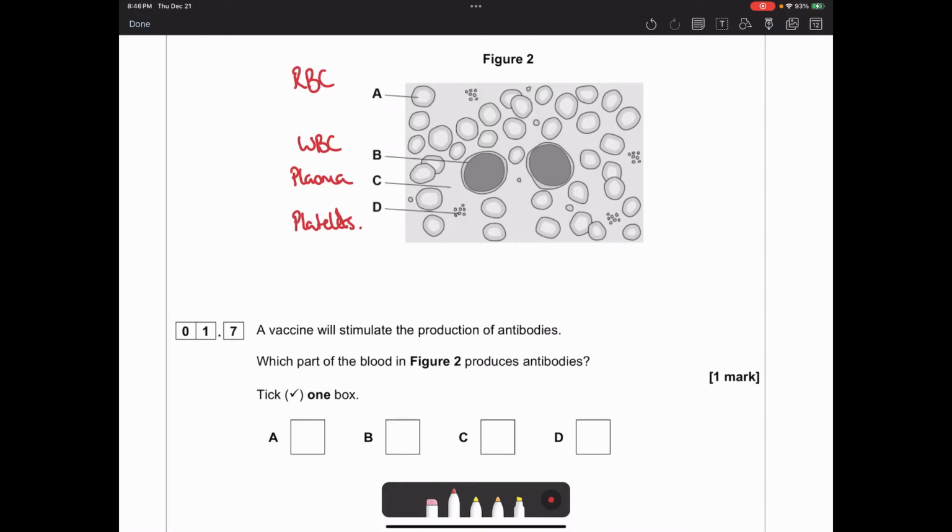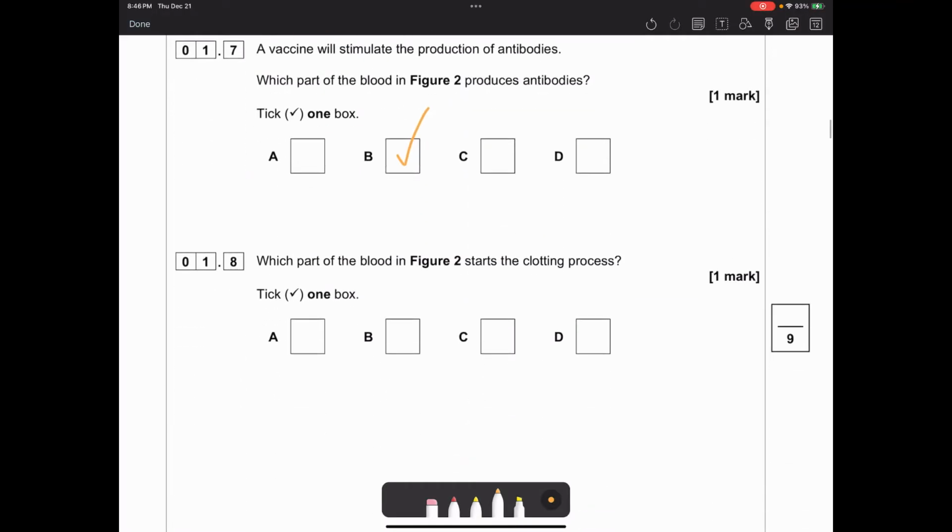It then says a vaccine will stimulate the production of antibodies. Which part of the blood in figure 2 produces antibodies? We should know that it's our white blood cells that are a part of our immune system, so it should be B. Okay, white blood cells make antibodies and fight off pathogens.